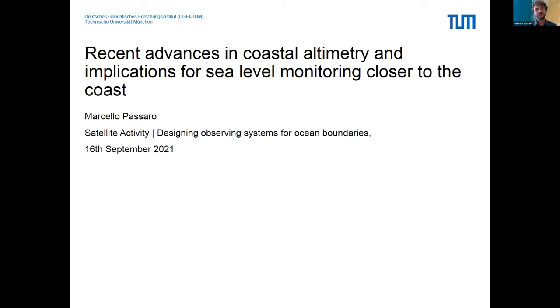And today I'd like to give you a little bit of an overview of the status of the recent advances in the application of satellite altimetry in the coastal zone, and in particular what we are able currently to do in terms of sea level monitoring when we get close to the coast.